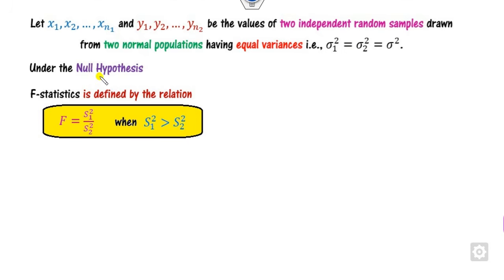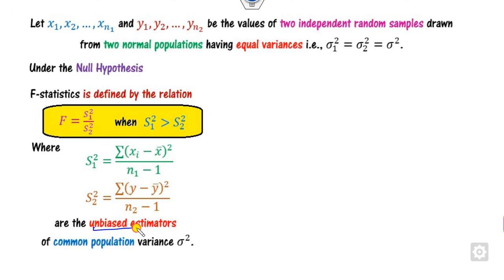So under the null hypothesis, S1 is the sample standard deviation and S2 is the other. When S1 squared is greater than S2 squared, you write F as S1 squared upon S2 squared. Otherwise, you write this value as S2 squared upon S1 squared whenever S2 squared is greater than S1 squared. What are S1 and S2? These are the unbiased estimators of the population variance.